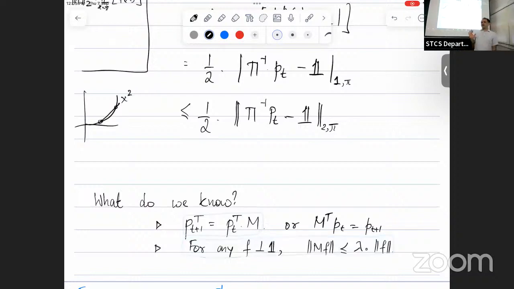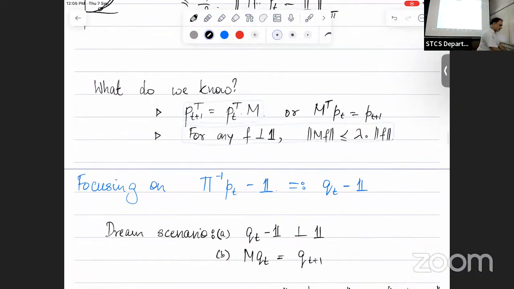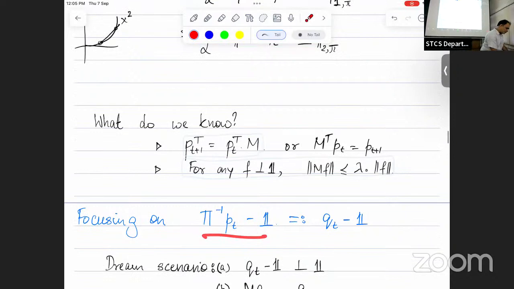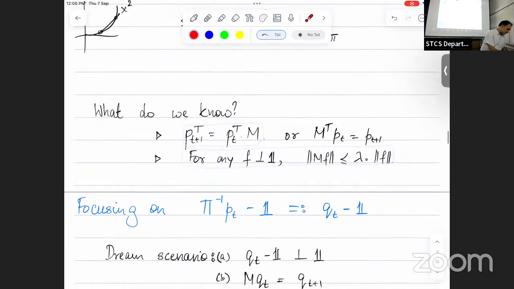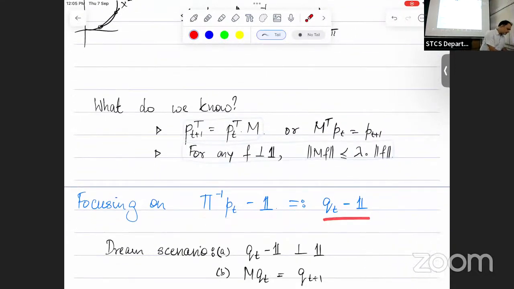The other thing that we know is that our guarantee about M is the following. If someone tells us that I have a spectral gap, I mean, my lambda is a specific quantity. What does that mean? It means that if I take any function that is orthogonal to the all ones function, acting by M shrinks the length of that function by a factor of lambda. So as we mentioned, I want to focus on the vector being whatever was inside here, pi inverse PT minus 1. Okay. And I'm going to call this QT minus 1, where QT just refers to this vector.